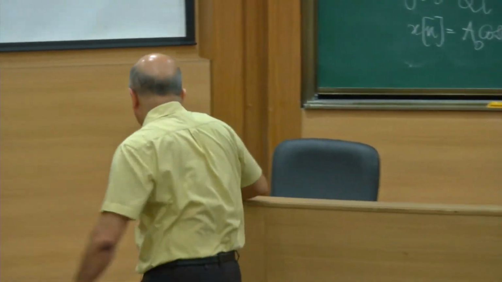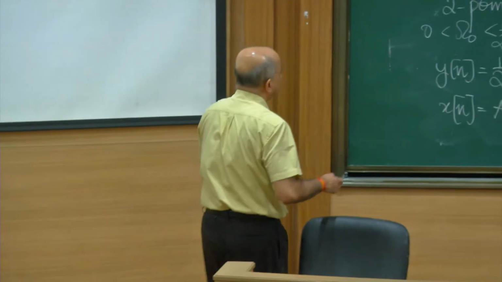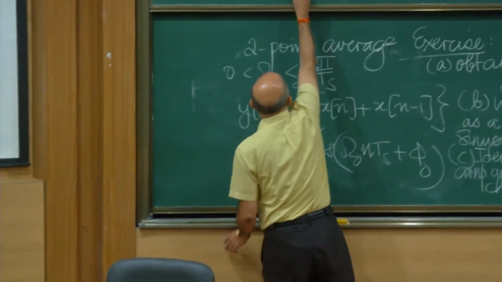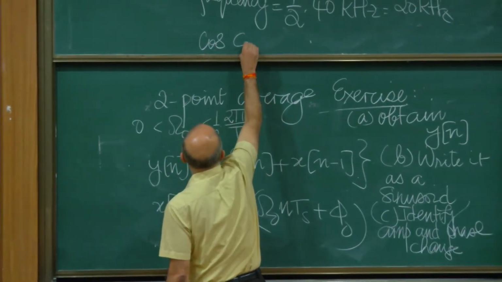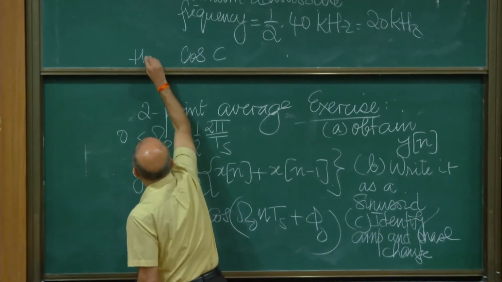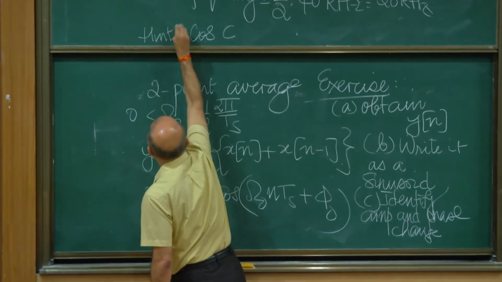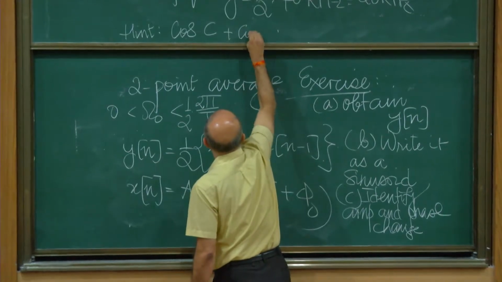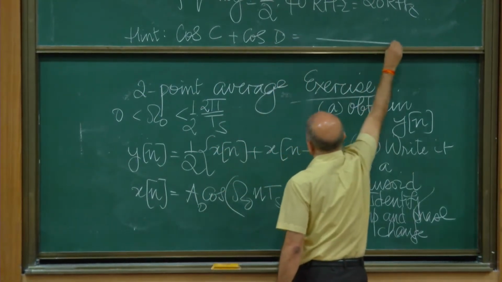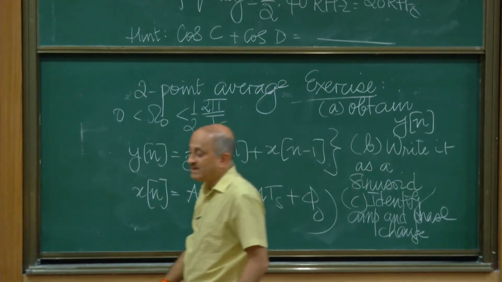I'll give you a hint. You need to use trigonometric identities. Let me give you a hint. So you can use the trigonometric identity, I'm writing it here. Cos C plus cos D is equal to what? Twice cosine something, isn't it?